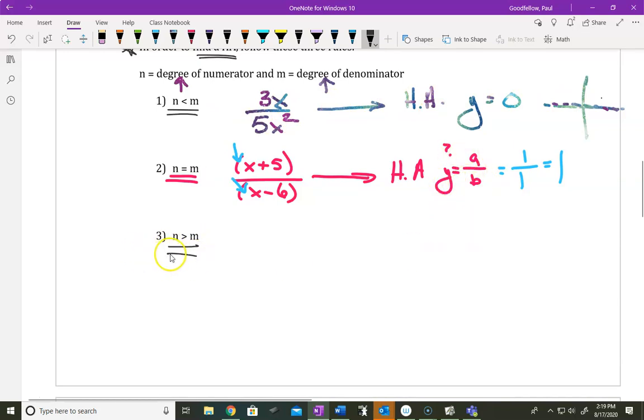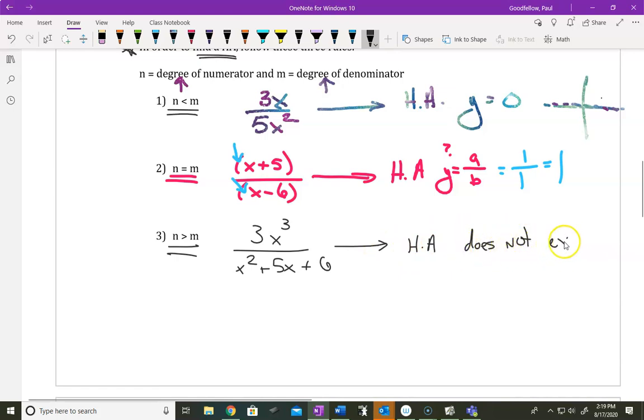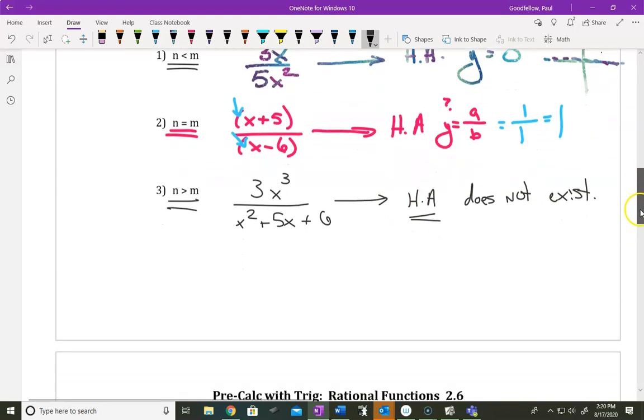Well, if it turns out that the top wins the battle over the bottom, I'm going to make this very distinct, something like x cubed plus 5x plus 6 on top. Definitely a third power polynomial is winning the battle over the bottom's degree. The horizontal asymptote in this particular case does not exist. And you end up with some very unorthodox graphs that fall into this category where they have no horizontal asymptote whatsoever. There isn't some number that they both approach.